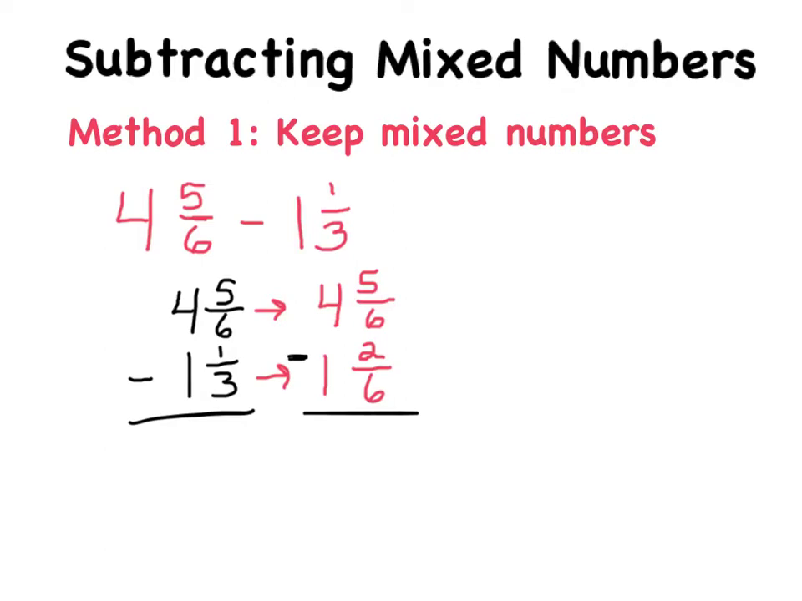5/6 minus 2/6 leaves me with 3/6. 4 minus 1 is going to give me 3. So I can once again, much like addition, take the 3 and 3/6 and reduce it to 3 and 1/2, which is my final answer.